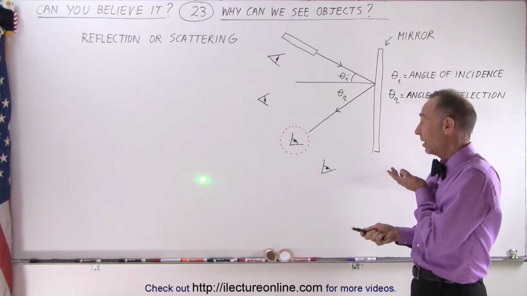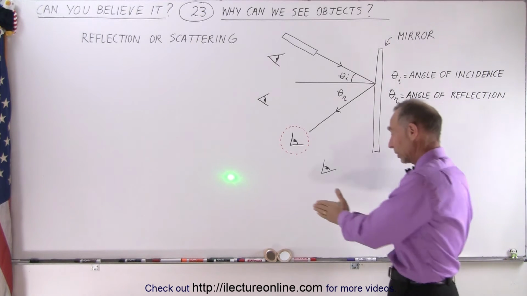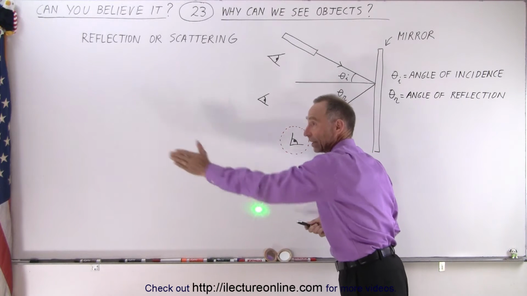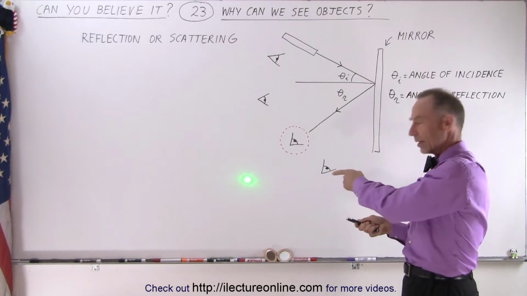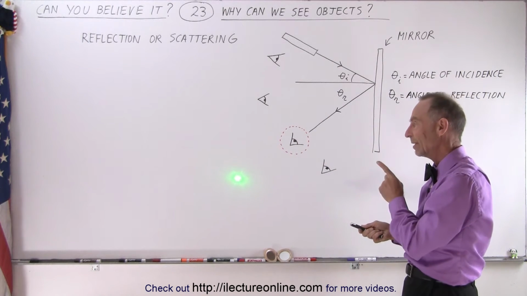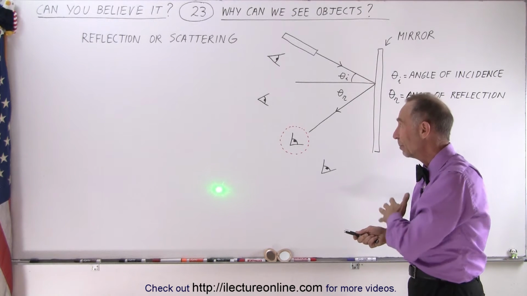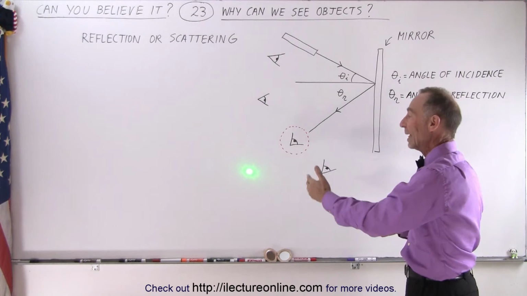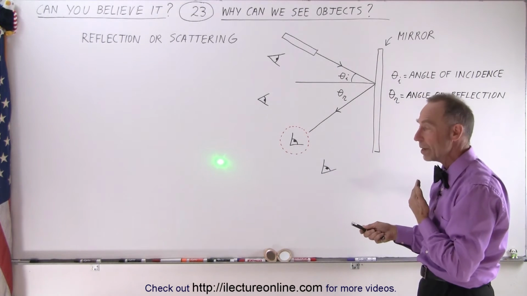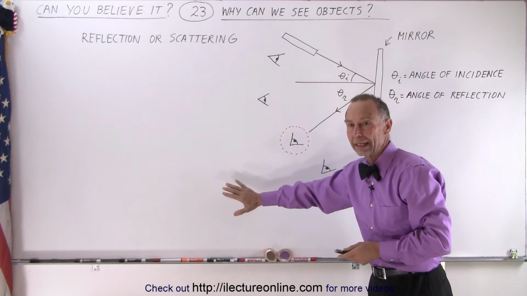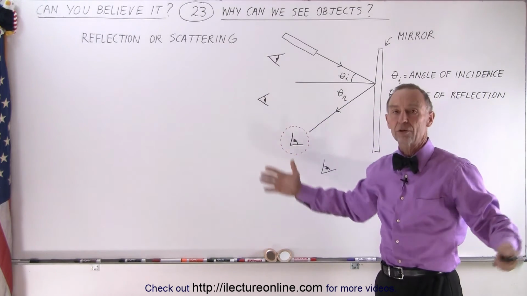I shouldn't even be able to see the dot on the board because the laser light is going in this direction, and then it's being what we thought was reflected in that direction. So how can I see the dot? Well, the reason is that the light is not being reflected, but it's being scattered in all directions, including back towards me. Because the board surface doesn't act like a mirror, it simply scatters the light in all directions.